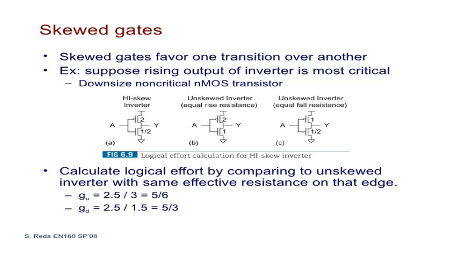First of all, we are going to see these skewed gates. Skewed gates favor one transition over another. Here, high skew gates are defined to favor the rising output transition and low skew gates to favor the falling output transition. This favoring can be done by decreasing the size of the transistors.